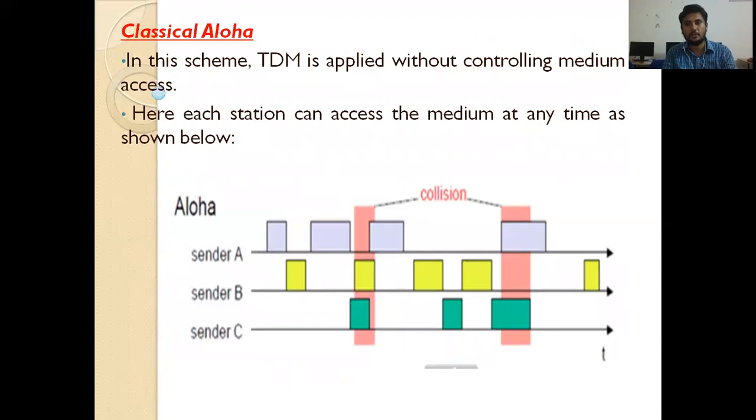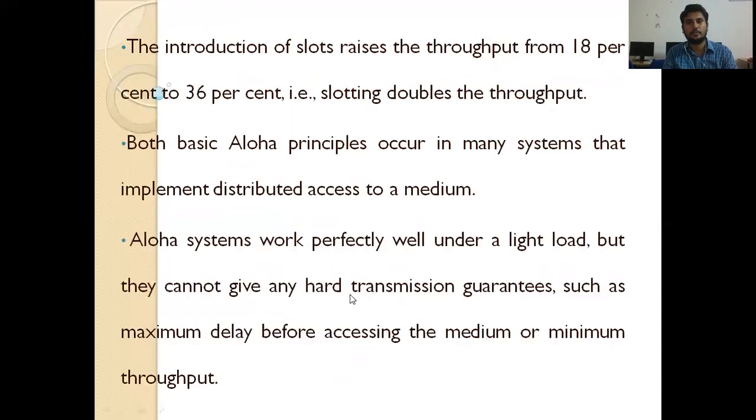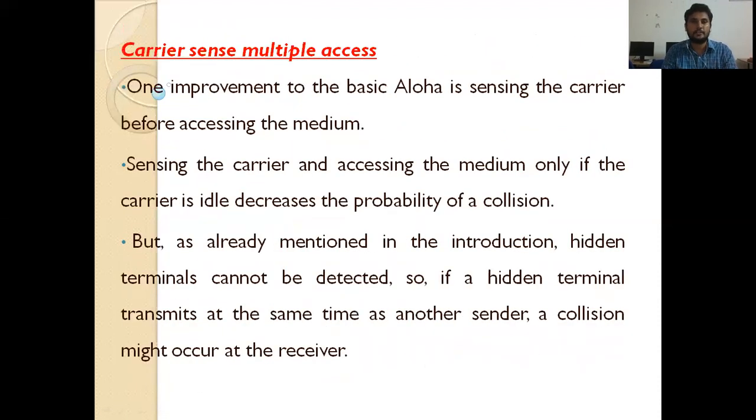In classical Aloha, a packet is transmitted randomly. There is no certain time period, no certain time slot. To overcome this, one refinement is taken in slotted Aloha: time is divided into slots, and data can be transmitted exactly at the starting of a time slot. But here also collision will occur. To overcome this, the next one is carrier sense multiple access. Sensing the carrier and accessing the medium only if the carrier is idle decreases the probability of a collision.